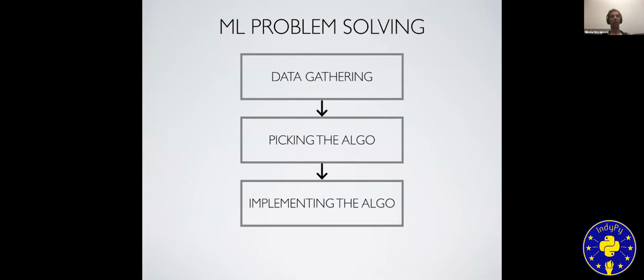For example, in big companies, these three boxes are sometimes three different disciplines, if that makes any sense. So data gathering will be data engineering, and then picking the algorithm and implementing the algorithm would be split between data science and machine learning. So in a big company, there are different disciplines. In a smaller company, one person does all of that, but this is roughly the process that you have to go through. Okay, cool.